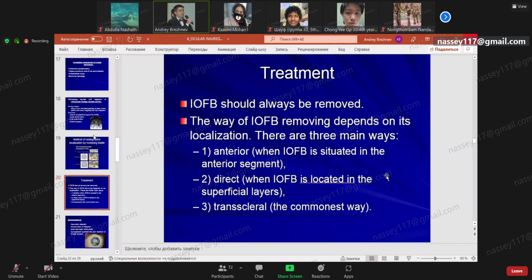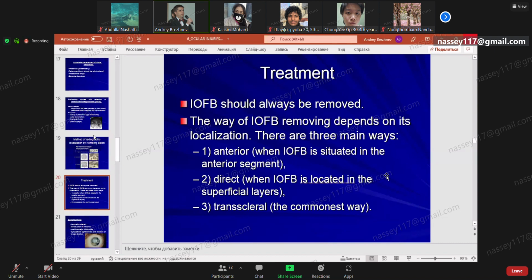Treatment of the intraocular foreign bodies. Of course, all of them should always be removed. Removal of magnetic foreign bodies, as I said before, is easier than the removal of non-magnetic. Usually a handheld magnet is used in case of magnetic foreign bodies. The way of removing depends on its localization. There exist three main ways.